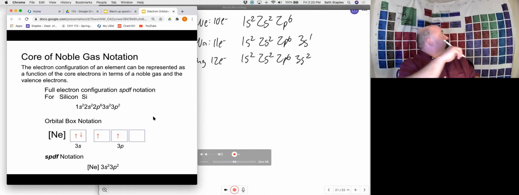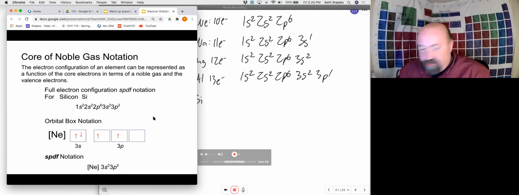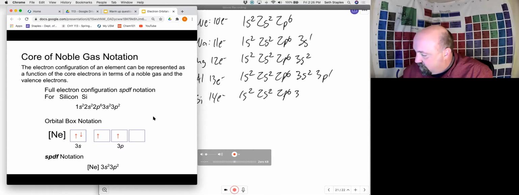Where do we go to after magnesium? Aluminum, 13 electrons, 1s2, 2s2, 2p6, 3s2, 3p1. Then silicon, and I'll stop there: 1s2, 2s2, 2p6, 3s2, 3p2.